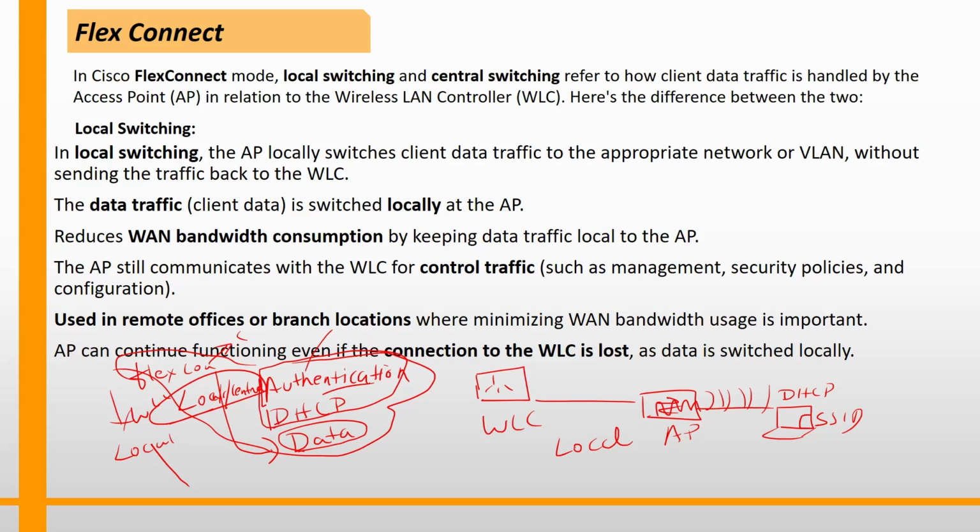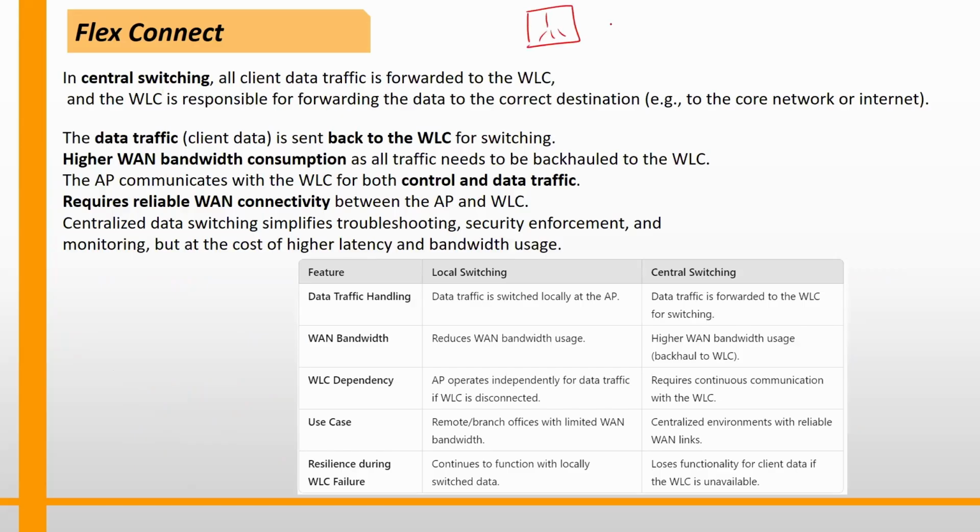The concept itself is, you have a WLC, then you have an access point. Depending on whether this access point sends the traffic to the WLC or not, there are two switching modes, local or central switching. So that's a very straightforward concept. It depends on whether the data traffic is treated locally or centrally. FlexConnect is for the AP, not for the WLC. Okay, so that is what he asked.